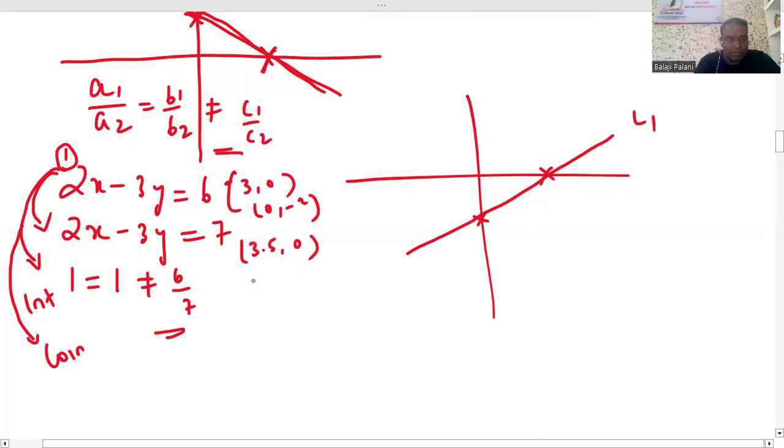Second one I'm writing 2x minus 3y equal to 7. Points are (3.5, 0), and let's take some other value here, (0, minus 7 by 3). 7 by 3 is approximately 2.33. Okay, I'll plot it. You can take some other value also. So (3.5, 0) is here, and (0, minus 7 by 3). Okay, so this is how the lines will behave according to the equations.